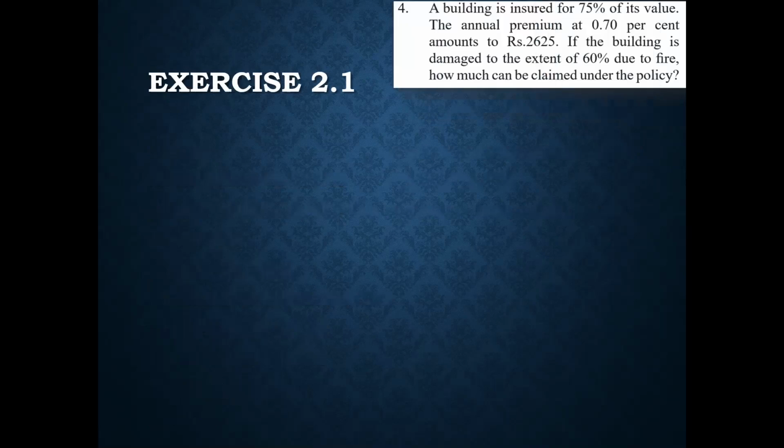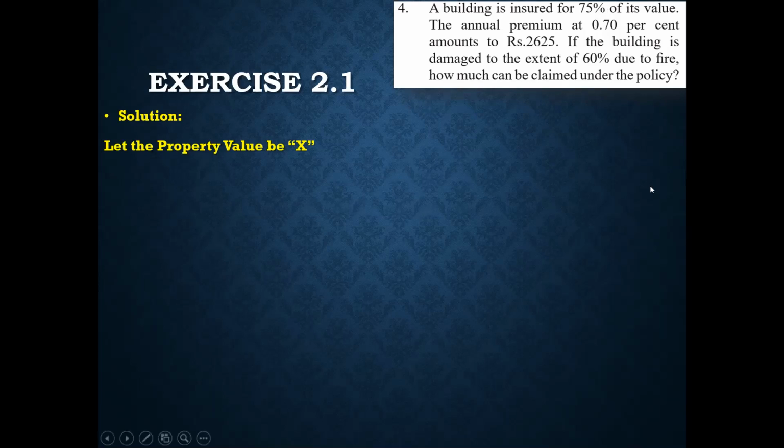Building is insured for 75% of its value. Annual premium 0.70% amounts to 2,625. Building is damaged to the extent of 60% due to fire. How much can be claimed? So for claim, class, you remember we need 3 things: policy value, property value, and loss. So can any one of you tell me how much is the property value over here? So our sum starts with property value, right? Correct. There is no property value mentioned. So our statement will be, let the property value of the building be X.